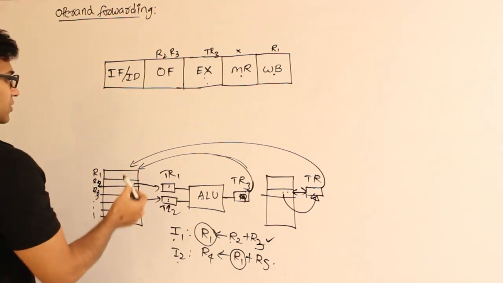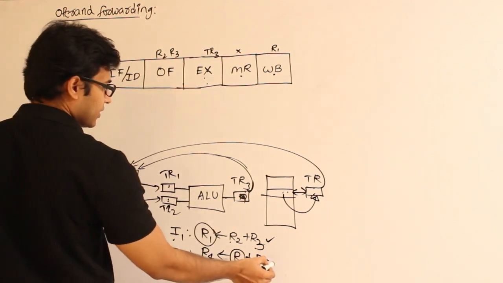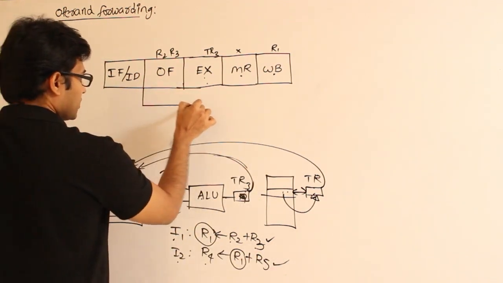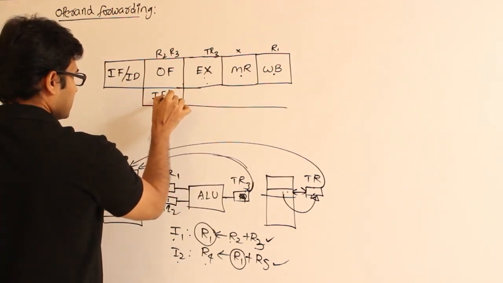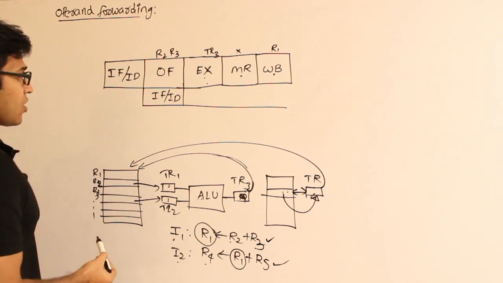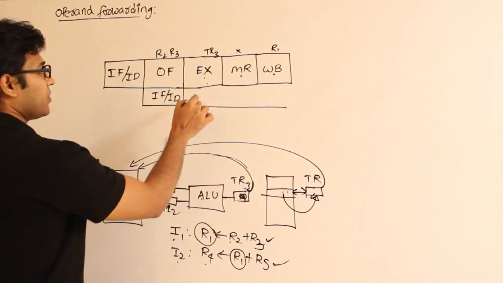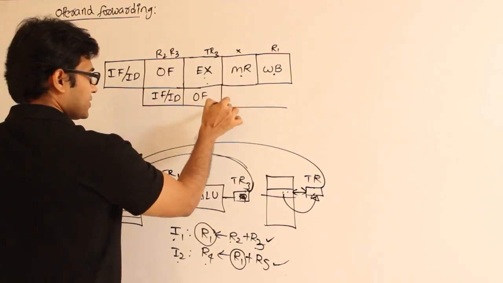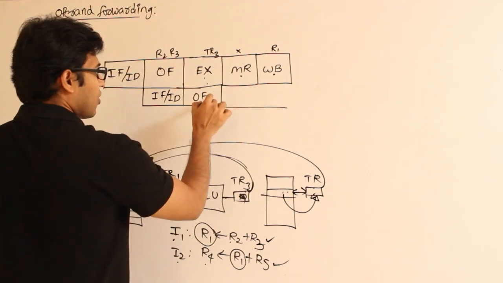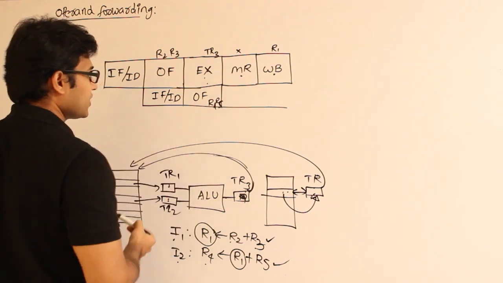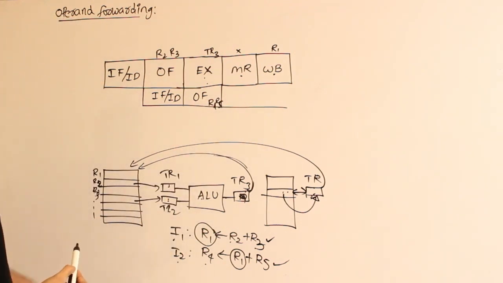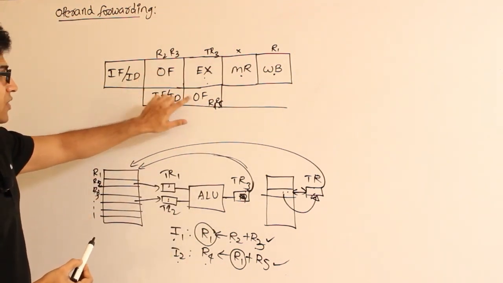Now if you try to execute the next instruction, which is this one, you will start with instruction fetch and decode, and now the next one is operand fetch, and the operands that have to be fetched are R1 and R5.